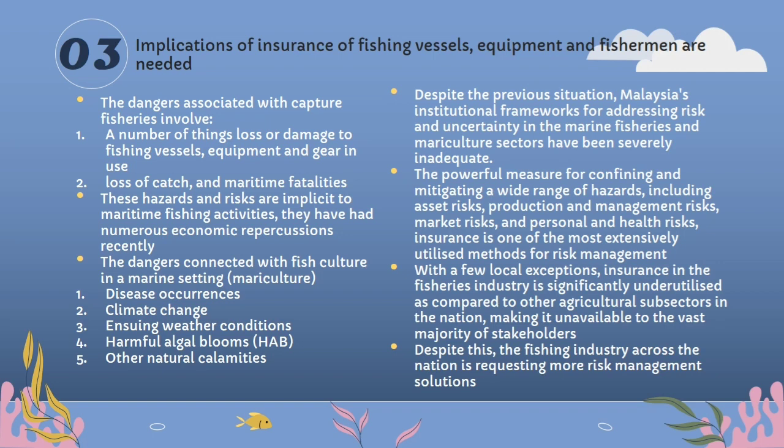Despite the previous situation, the framework Malaysia instituted for addressing risk and uncertainty in the marine fishery and mariculture sector has been severely inadequate. Insurance is a powerful measure for confining and mitigating a wide range of hazards, including asset risk, production and management risk, market risk, and personal and health risk, and it is one of the most extensively utilized methods for risk management. With a local exception, insurance in the fishery industry is significantly underutilized compared to other agriculture subsectors in the nation, making it unavailable to the vast majority of stakeholders. Despite this, the fishing industry across the nation is requesting more risk management solutions.